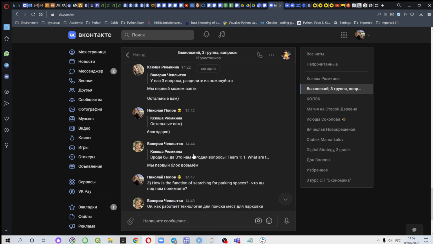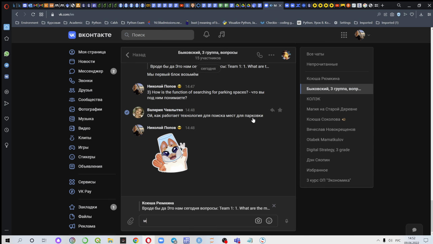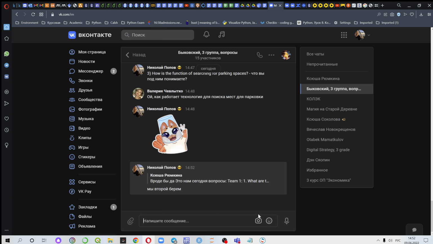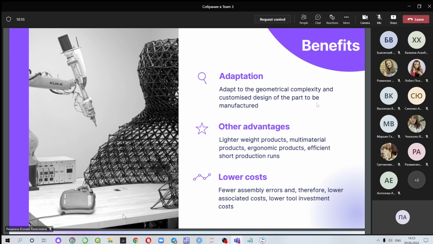Advantages of AM technologies: they provide major competitive advantages due to the fact that they adapt to the geometrical complexity and customized design of the part to be manufactured. So the following may also be achieved according to the field of applications: lighter weight production, multi-material products, ergonomic products, efficient short production runs, fewer assembly errors, and therefore lower associated costs. AM technology is seen as being one of the major revolutionary industrial processes of the next few years.